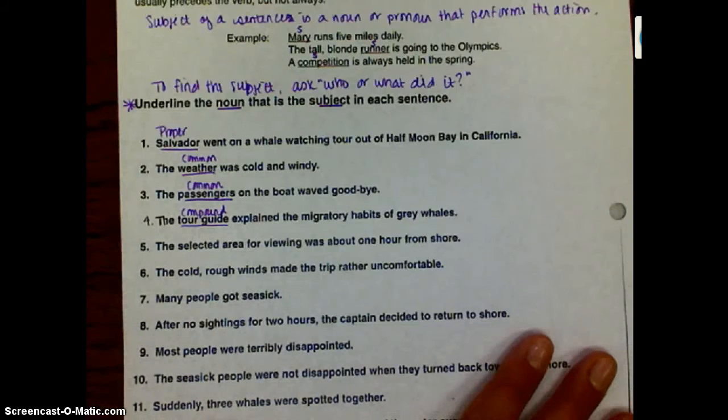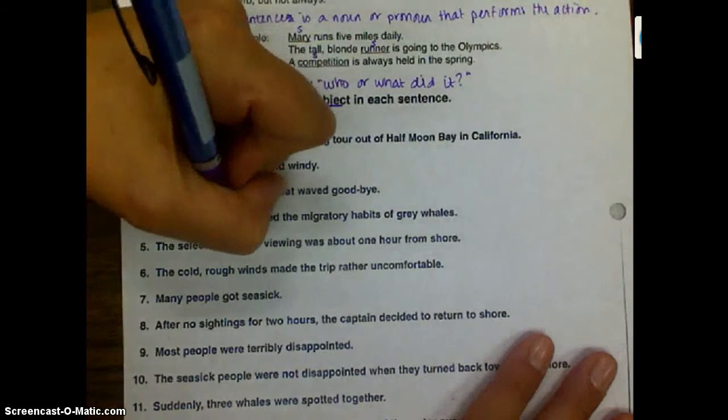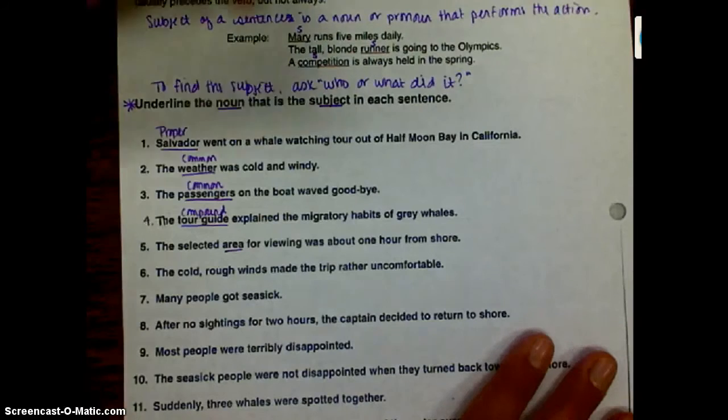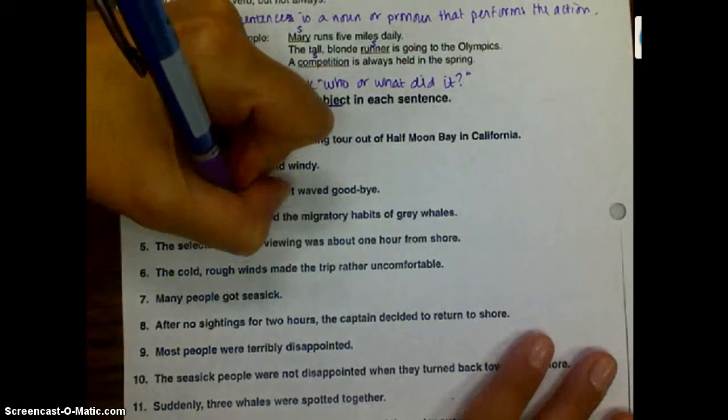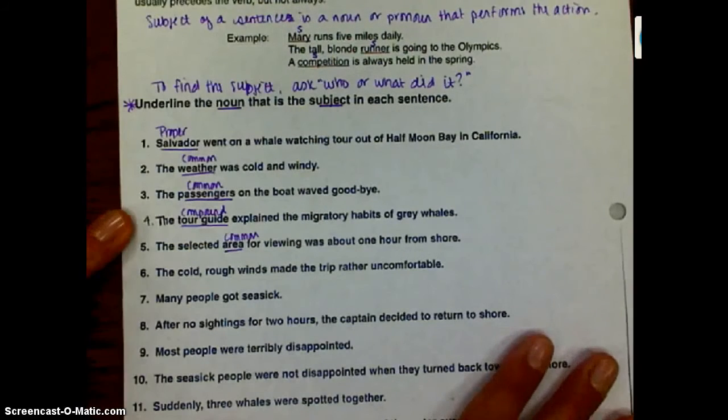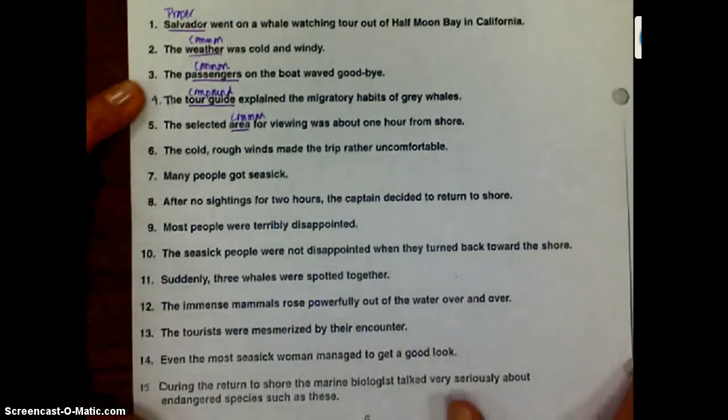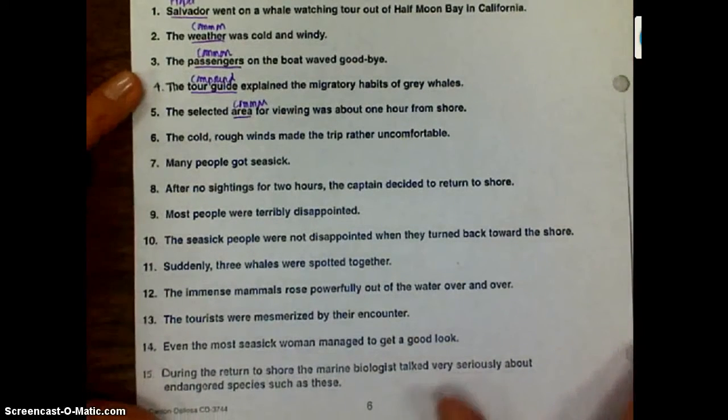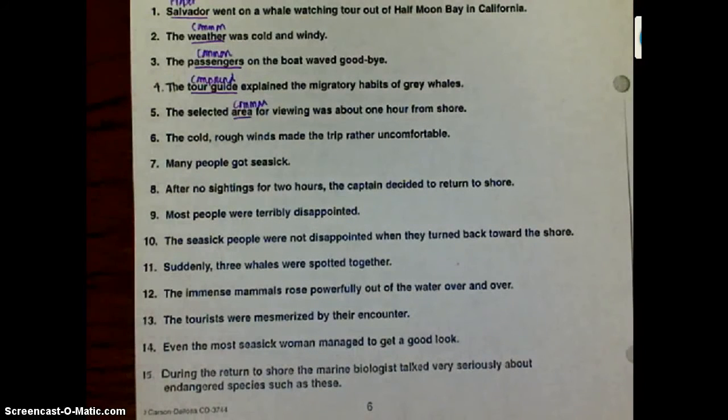Number 5, the selected area for viewing was about 1 hour from shore. Who or what did it? Area. And what is that? It is common. Okay, so for 6 through 15, what's going to happen is I'm going to read it to you, and then you're going to have a question after each of these. You're going to have to identify the subject in each sentence.